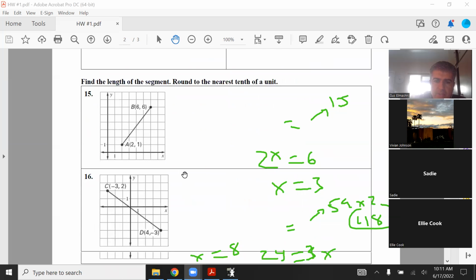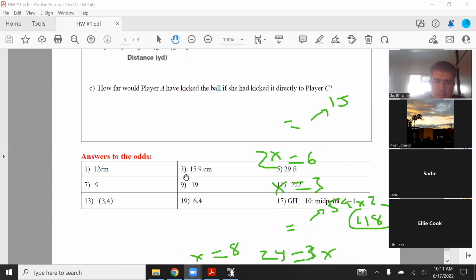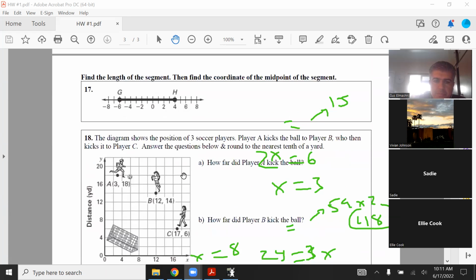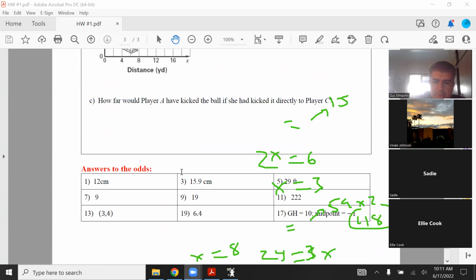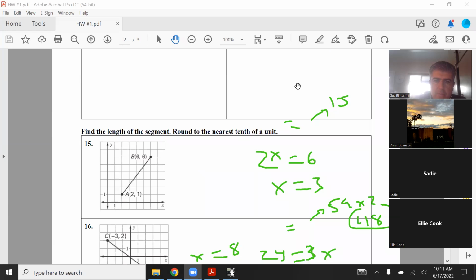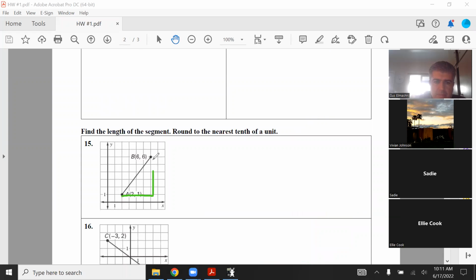I think I addressed all the evens here. They didn't talk about 15. I don't know why, but it's more of the same thing again. Just the Pythagorean theorem. That's 4 and 5. That'll be root 41. You work that one out.